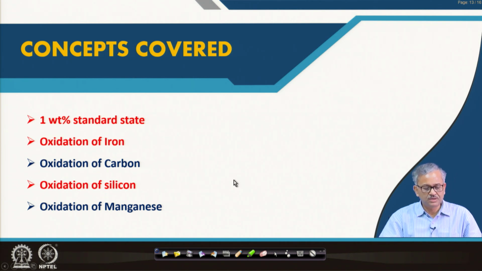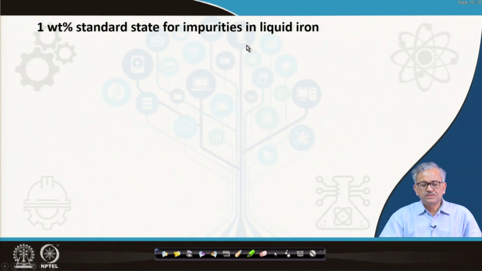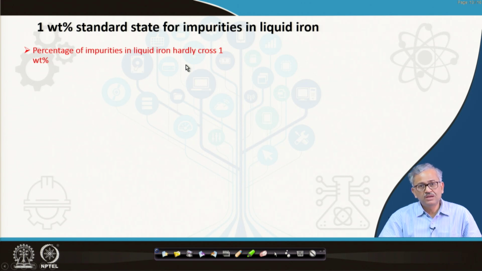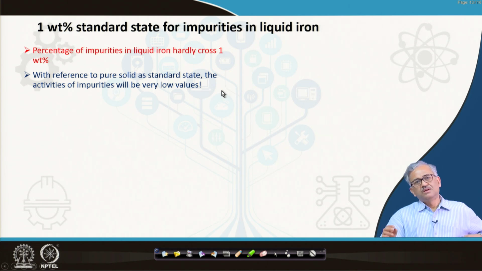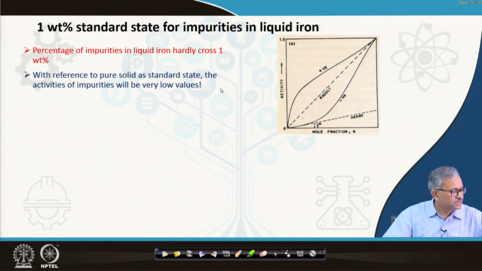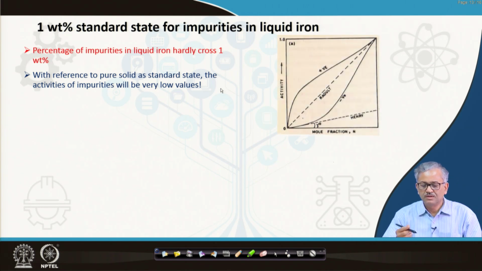silicon and manganese, right. So, 100% standard states of impurities in liquid iron: as I said, the percentage of impurities in liquid iron hardly crosses 100%. Most of them are much less than 100%, and silicon can be a little bit high, that is fine. Now, with reference to pure solid at the standard state, the activity of the impurity will have very low values. Just now I said that, usually, Raoult's law, you know, the pure solid at the standard state.